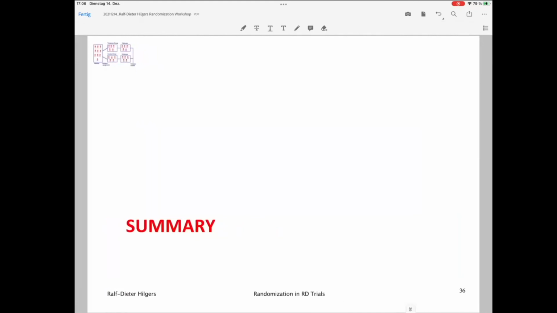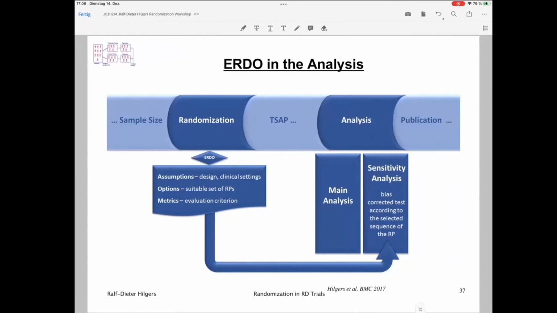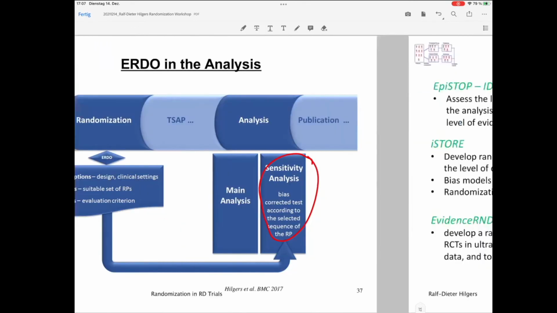So I'm summing up. Too fast, I guess. So the ERDO provides you a good way of structured scientific selection of a randomization procedure, which avoids mostly the bias in a trial and can be used because there is an underlying bias model for this, which can be used in a sensitivity analysis at the end of the trial to understand whether biases affect your trial. So that's a good story because we have a bias model. Okay, and that should be a report which is confidential to the group which is involved in the trial and can be opened at the end and can be done.